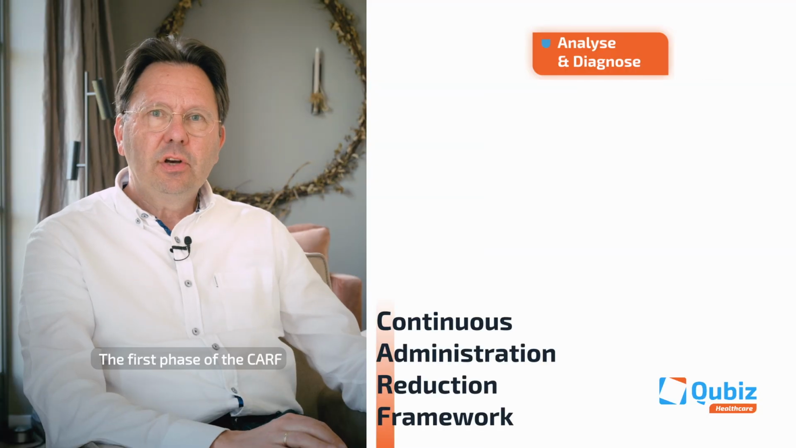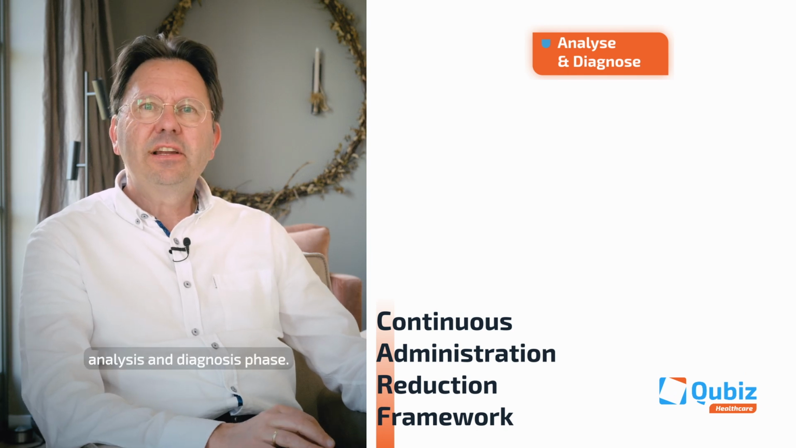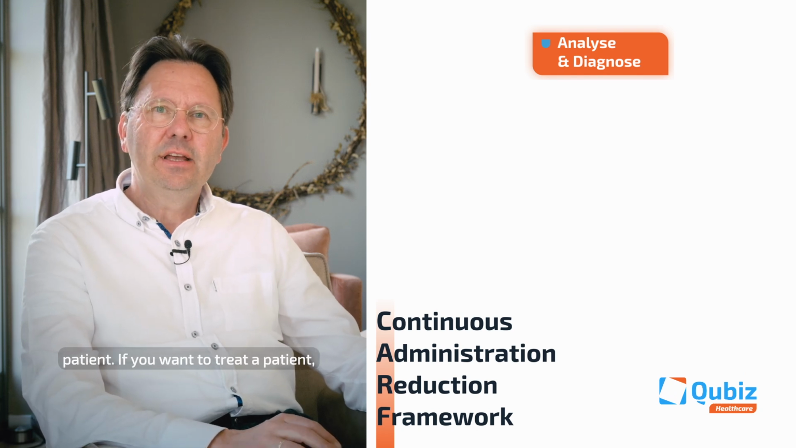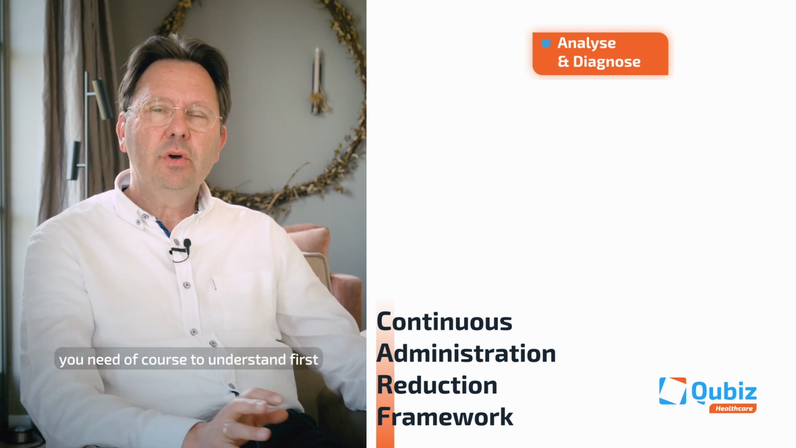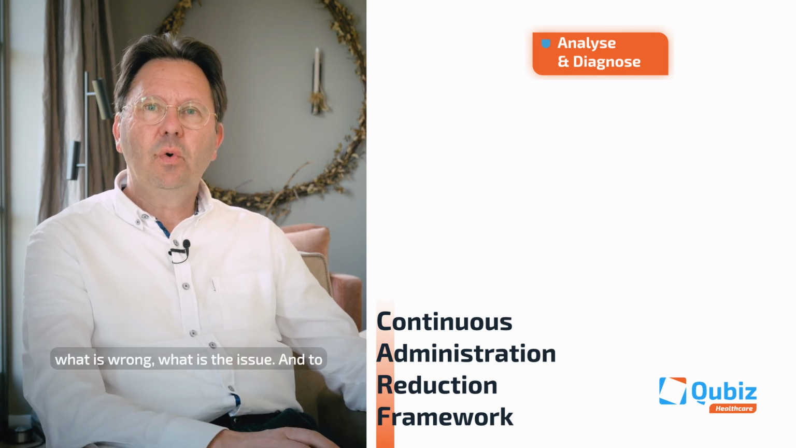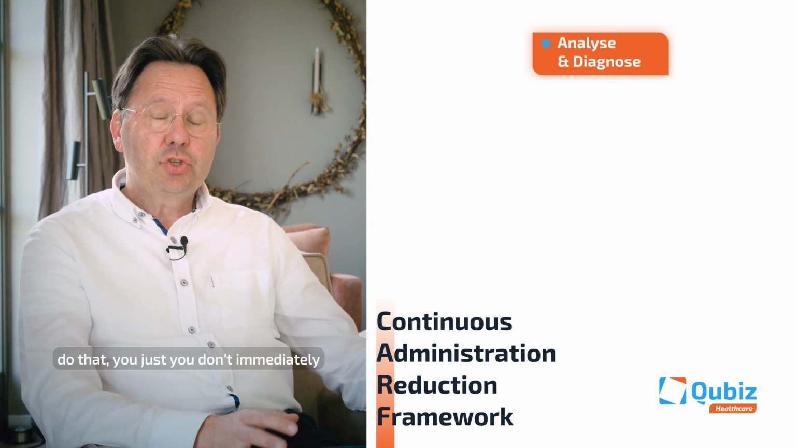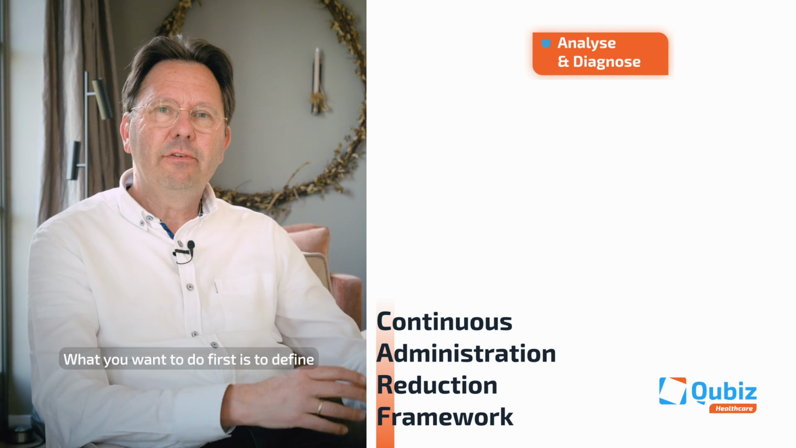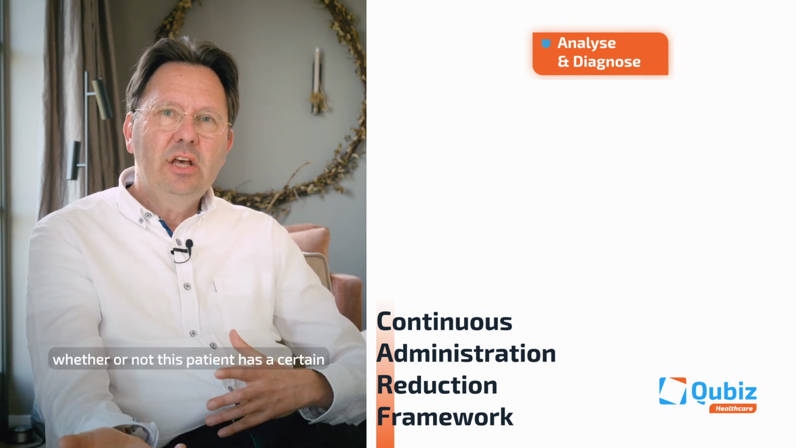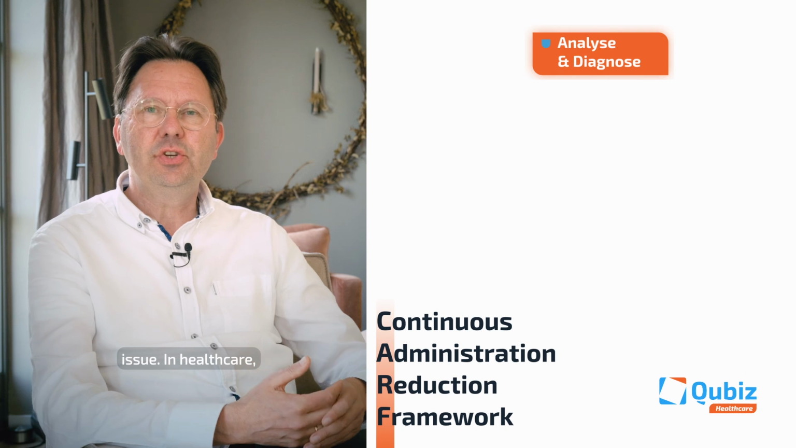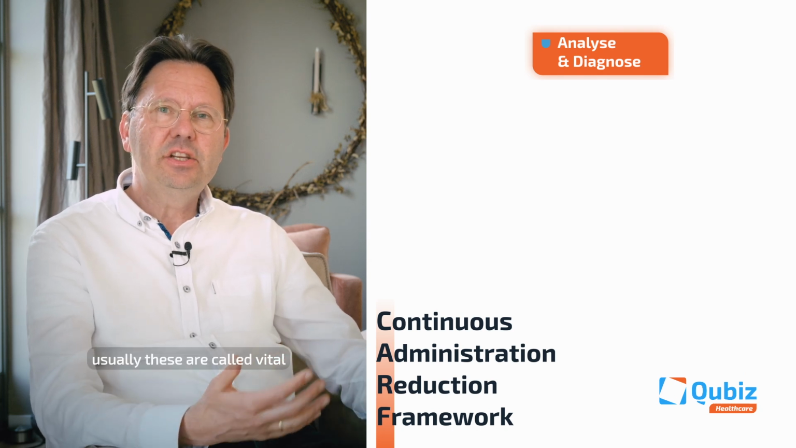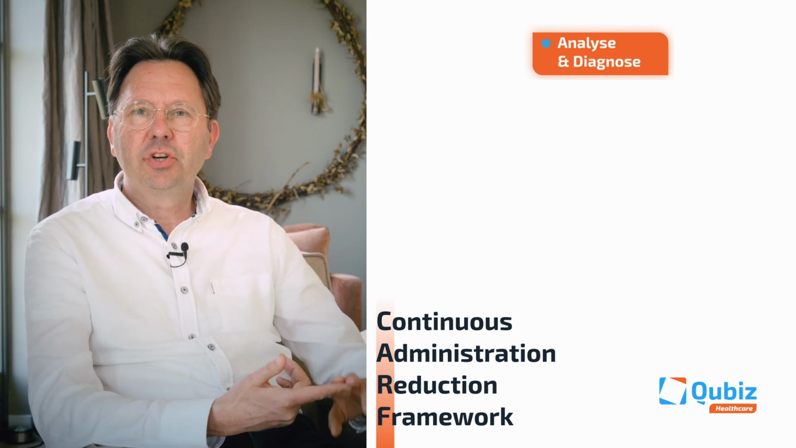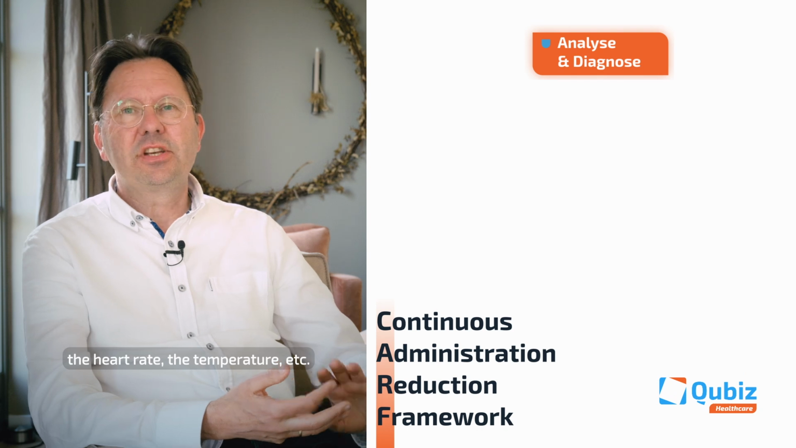The first phase of the CARF model is called the analysis and diagnosis phase. Imagine that your organization is like a patient. If you want to treat a patient, you need, of course, to understand first what is wrong, what the issue is. And to do that, you don't immediately jump to conclusions. What you want to do first is to define some measurements on which you decide whether or not this patient has a certain issue. In healthcare, usually these are called the vital measurements or the vital functions of the patient, like the blood pressure, the heart rate, the temperature, etc.